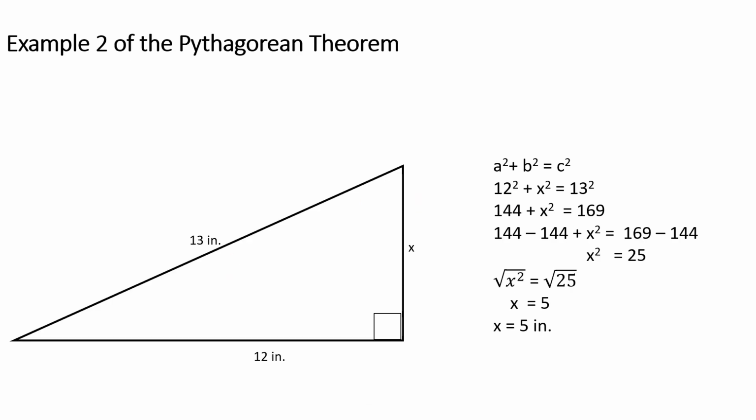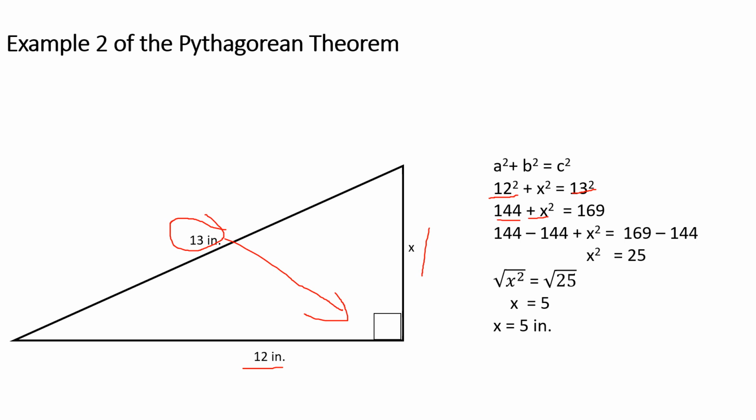So another one here. We have to remember how we're setting this up. I've got a leg here, 12 inches. I don't know the other leg. And my hypotenuse is 13 inches, opposite the right angle. So I've got to set this up: A squared plus B squared is C squared. One of my sides is 12, my hypotenuse is 13, so it's going to be 12 squared plus my unknown, x squared, equals 13 squared.